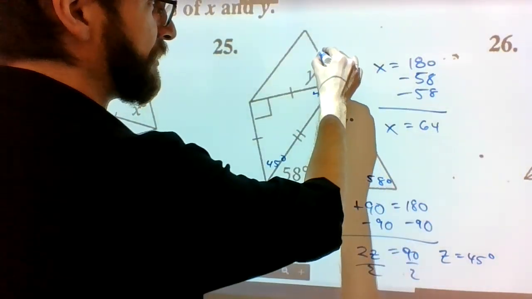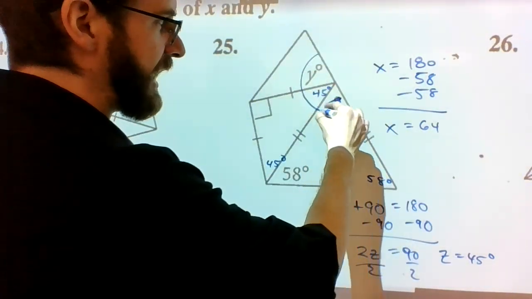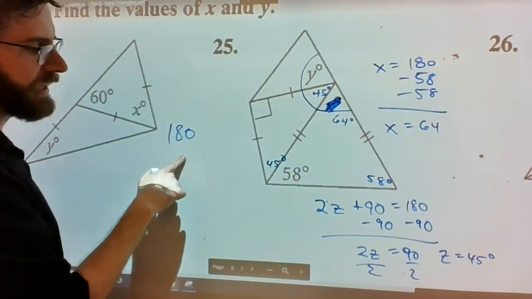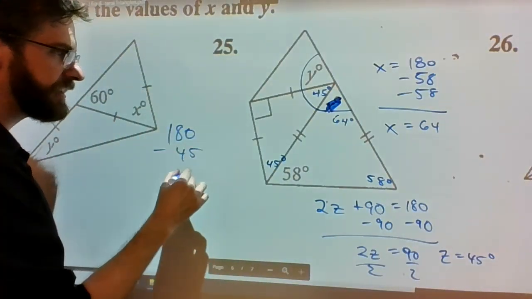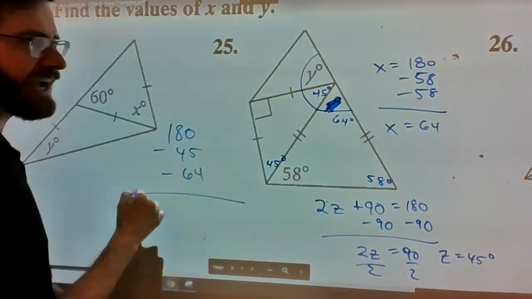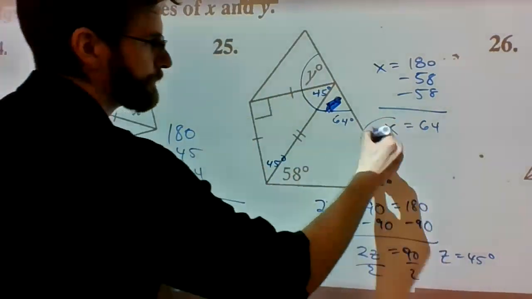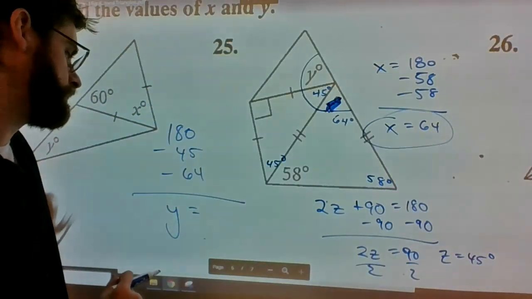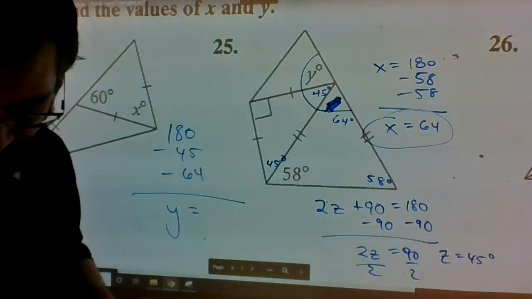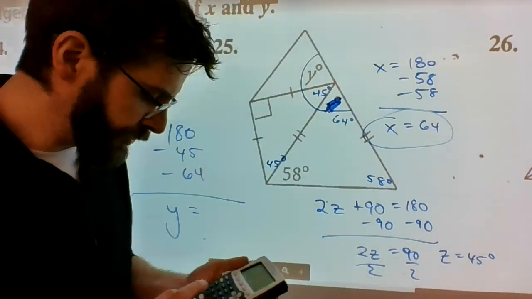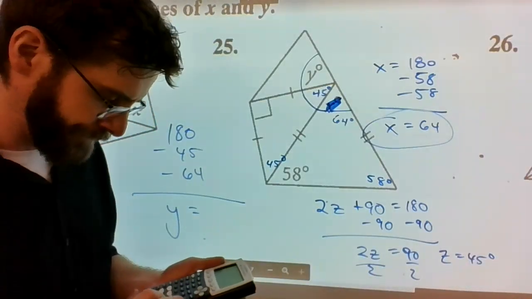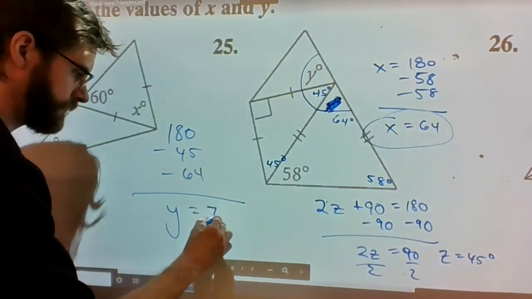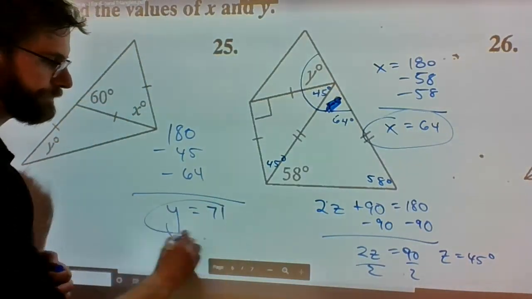And therefore, these three angles added together have to add up to 180. So you take away 45, you take away 64, and you've got the value of y. So, you know what? Let's use our handy-dandy calculator. Y equals 71.